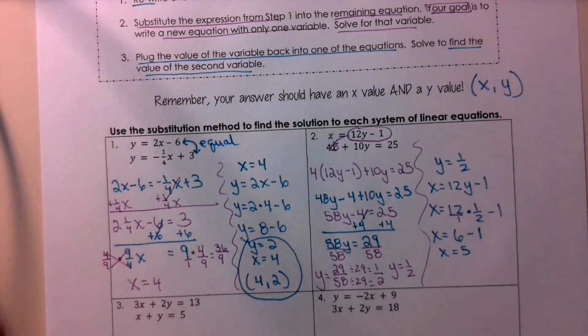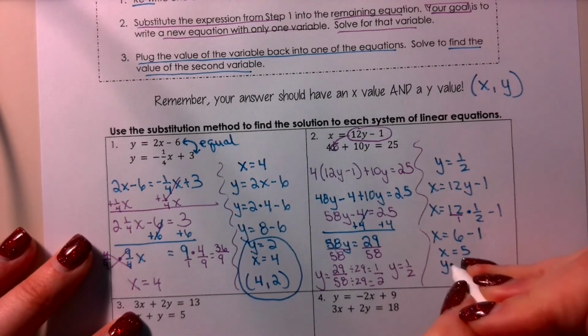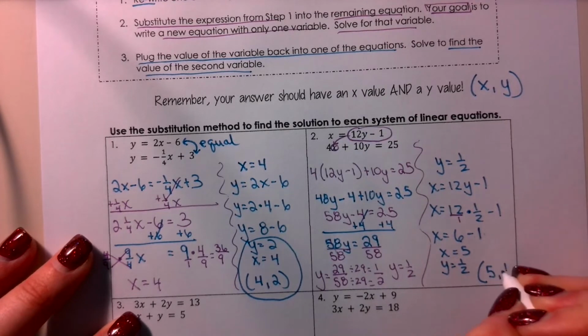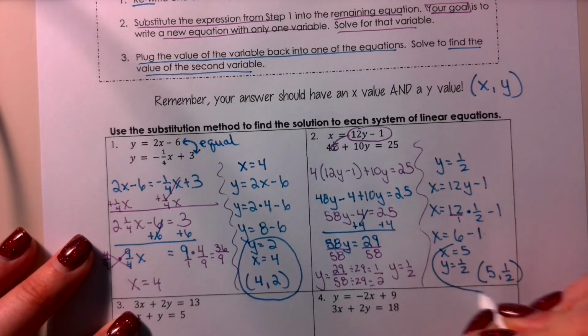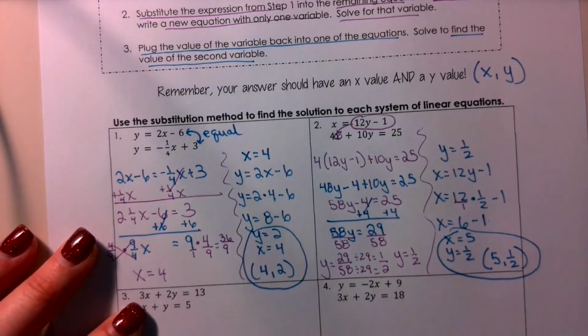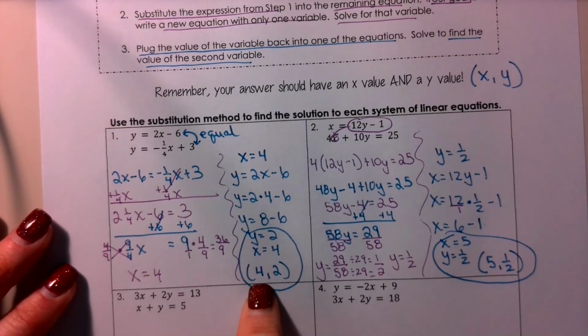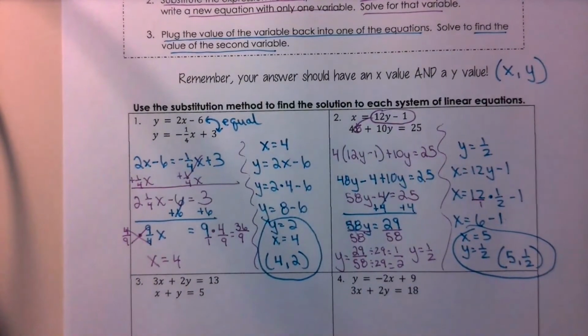So here's my solution. X is going to equal 5. Y will equal 1/2. I have a point at 5, 1/2 as the solution to this system of equations. These two lines intersect at that point. Let's take a look at number 3.